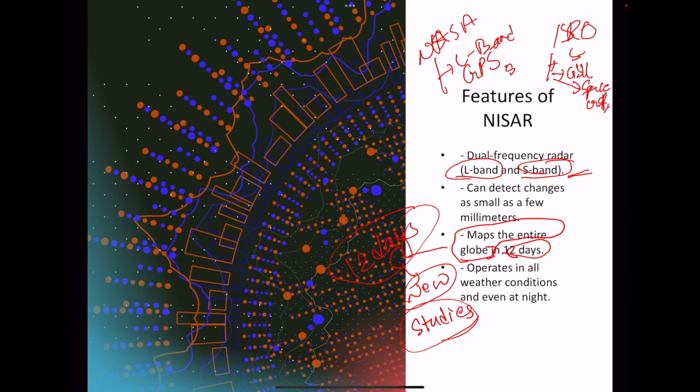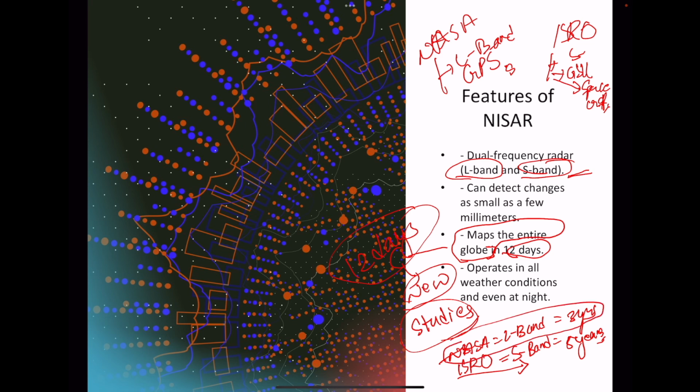After the commissioning period, the time when the rocket went to the orbit and is set and starts its operations, it is called the commissioning period. Once the commissioning period ends, NASA is going to use L band for 3 years, ISRO is going to use S band for 5 years. Why is NASA using L band and why is ISRO using S band?